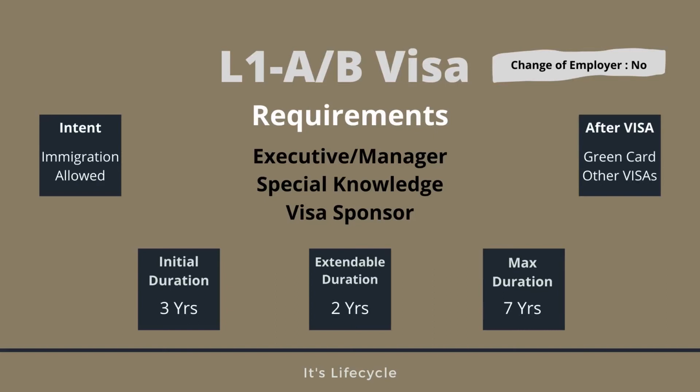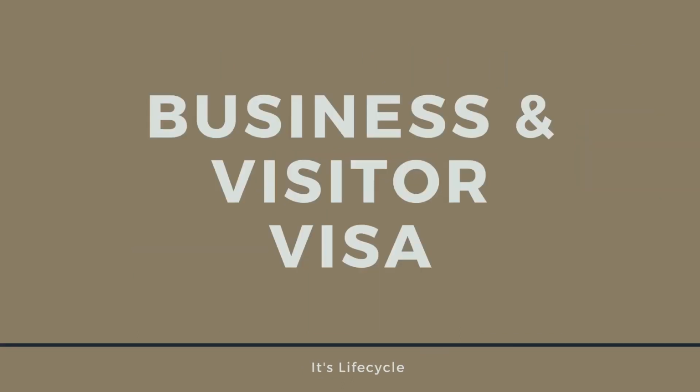The special knowledge can be either technical or business knowledge. It can be anything. The initial duration of this visa is 3 years. It can be extended for 2 years after the initial period. The maximum duration of stay under this visa is 7 years. Under L1, you can apply for green card processing just like H1B, but you are not permitted to stay in the US based on your green card application. L1A and L1B visa holders should pursue other visa options before it expires, as it can't be extended beyond 7 years.